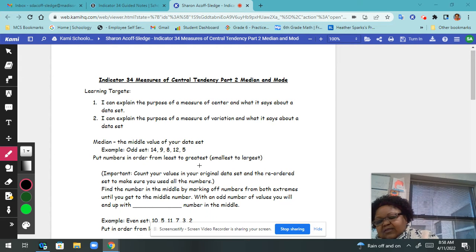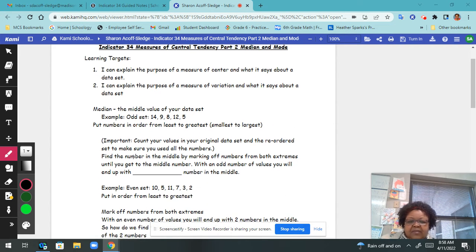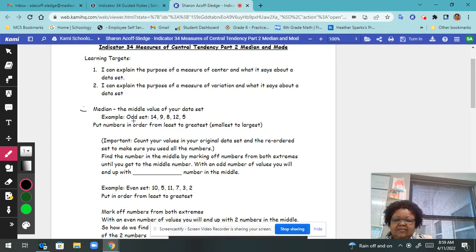How to calculate those measures of center. As I said last week, we did the average, which was to add all the numbers together and divide by how many numbers you have. Today, we're going to do median, mode, and we're also going to look at range. So the median, in simple terms, is just the middle of your data set. That's what it means. It's the number in the middle once you put them from least to greatest.